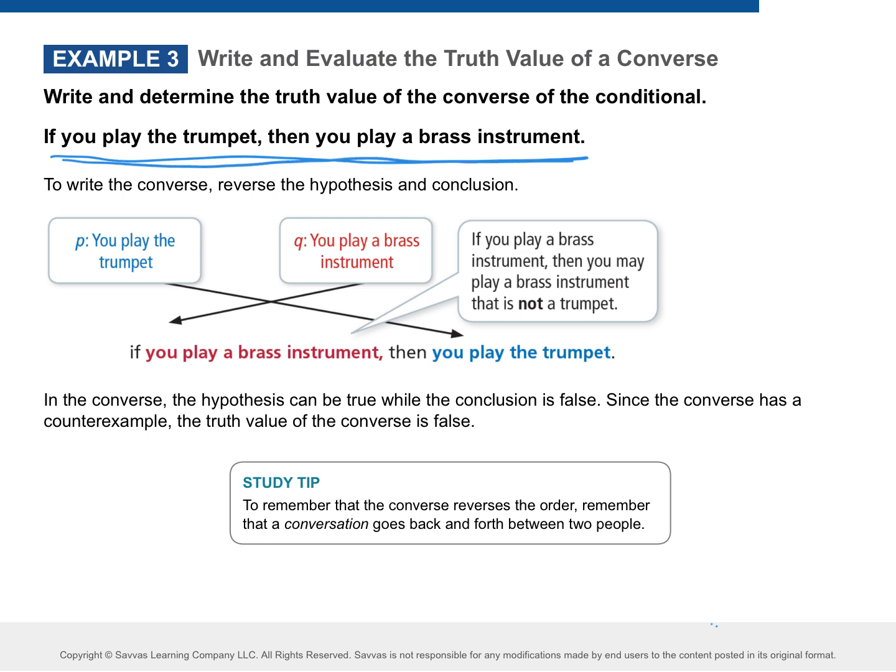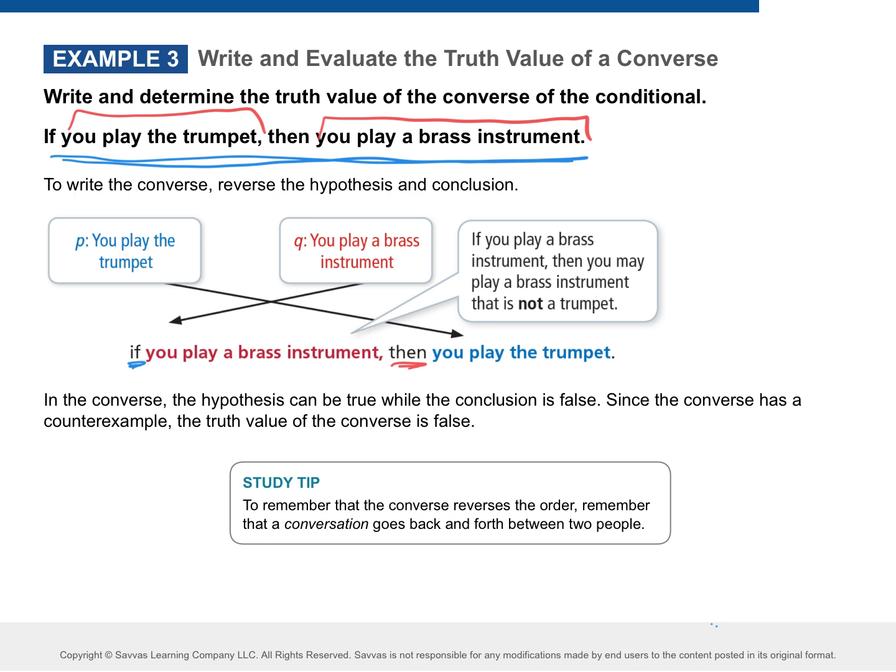Okay, what's happening is we have if, and we're taking the old then, that is my new if. If you play a brass instrument, then you play the trumpet. Does that make sense? It's just flipping them. You don't have to say true or false right now. We're just talking about the converse. So it takes the original, and it takes your statements, and it puts them on the other side.